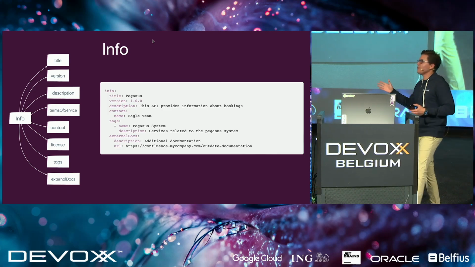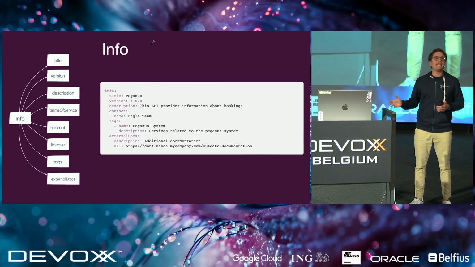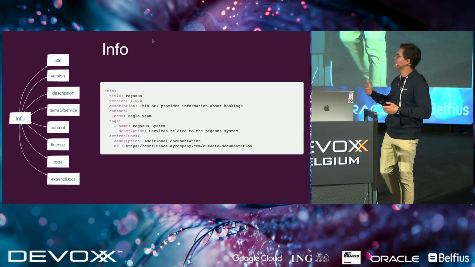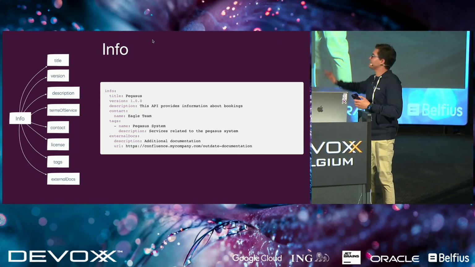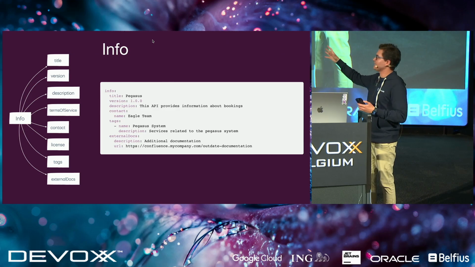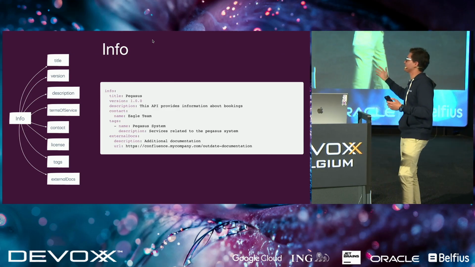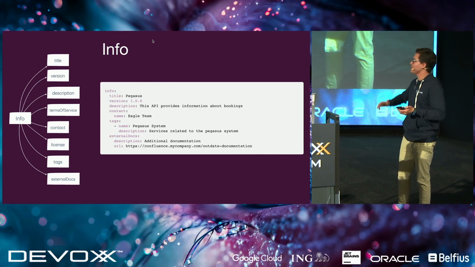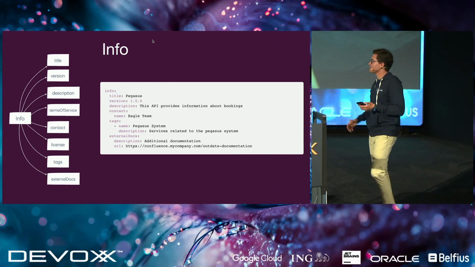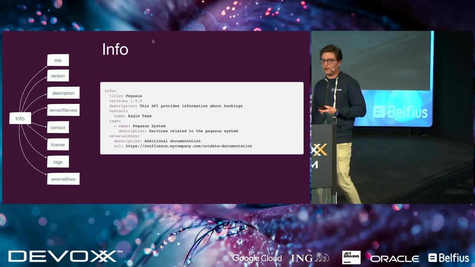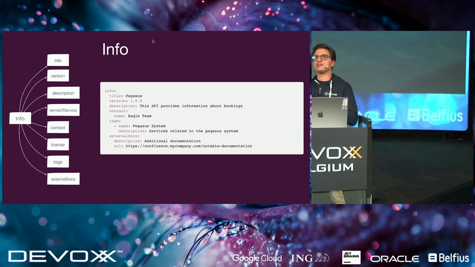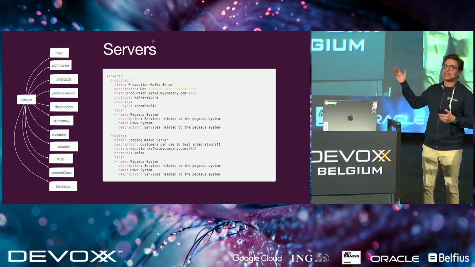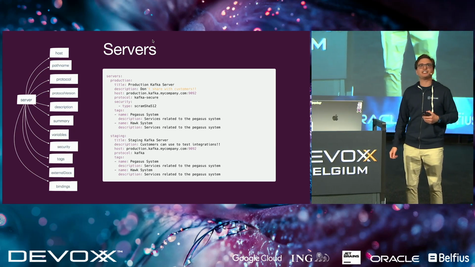When you're talking about information, this is the information of the application, describing the way they use the asynchronous API in this organization. In this example, the name of the application is Pegasus. The description is that they provide information about bookings. It's maintained by the Ego team, and other information that might be useful for anybody using this documentation. After that, you can define the servers that this application communicates with.